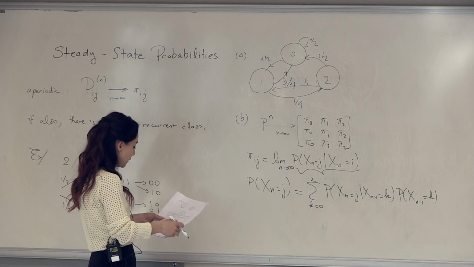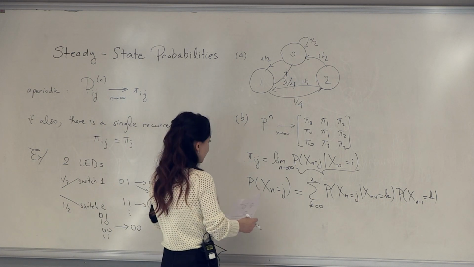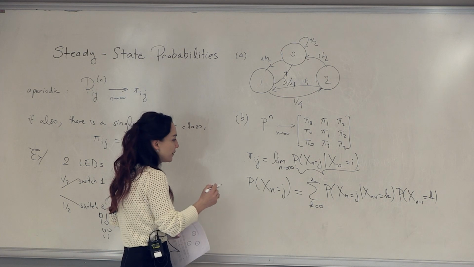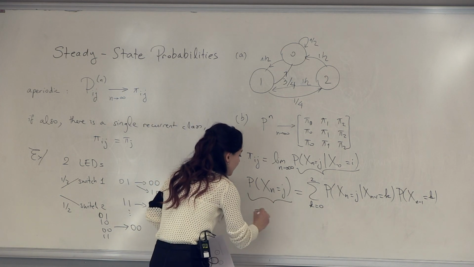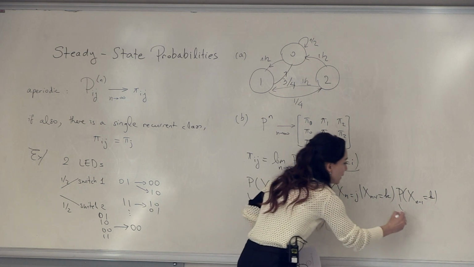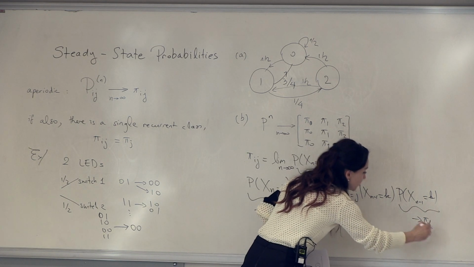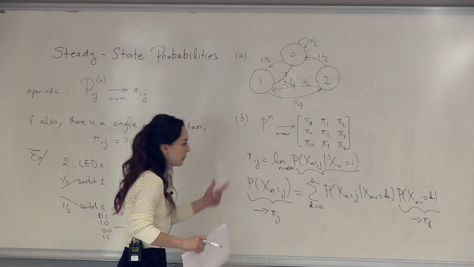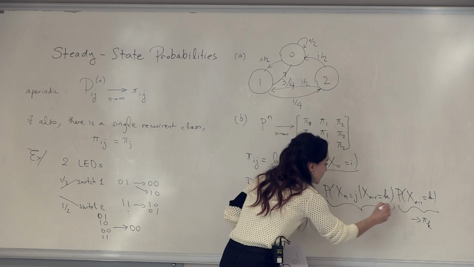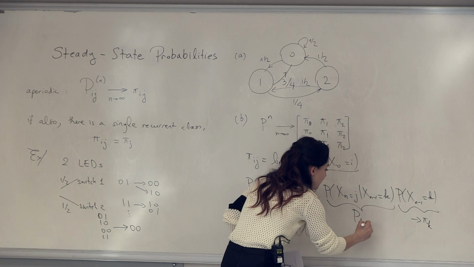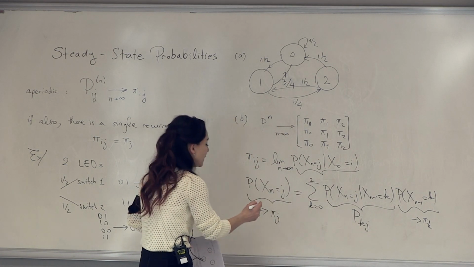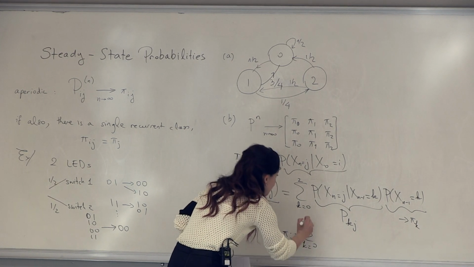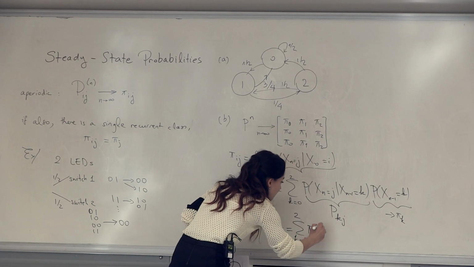Now, if n is very large, and if there is a steady state like this, if the steady state has been reached, then I can argue that this thing has converged to pi j. This also has converged to pi k, and does not depend on time. Notice that this is simply the transition probability pkj. If that is true, then the pi k's and the pi j's must satisfy this equation: pi j equals the sum over k from 0 to 2 of pi k pkj.